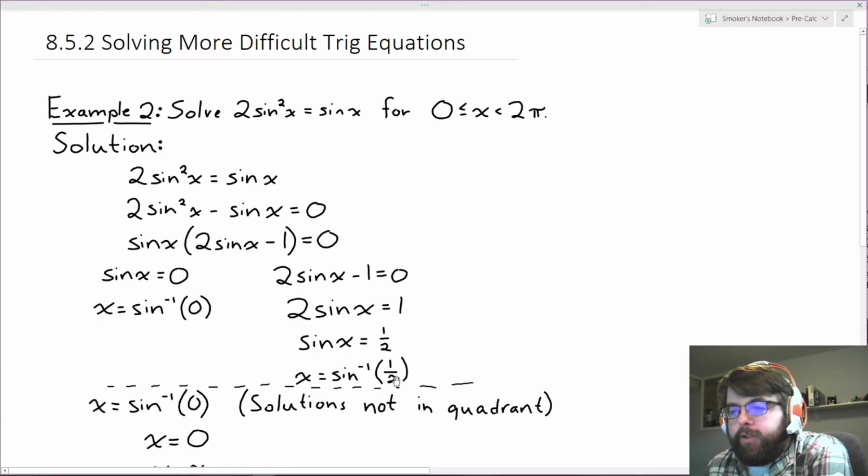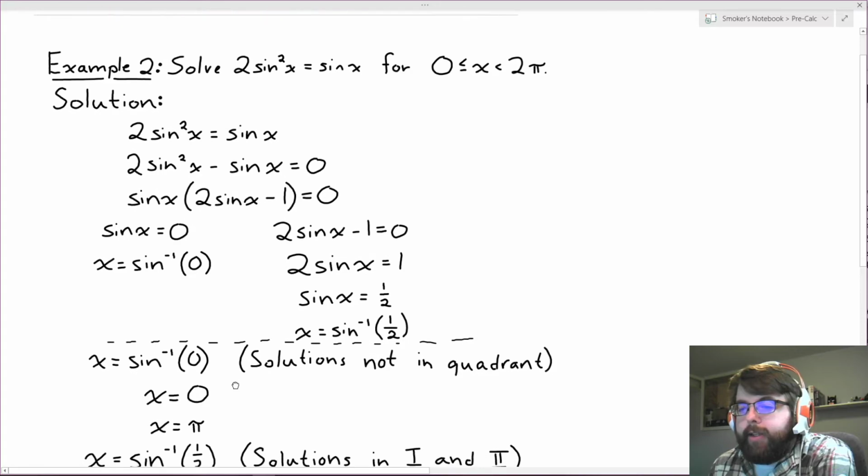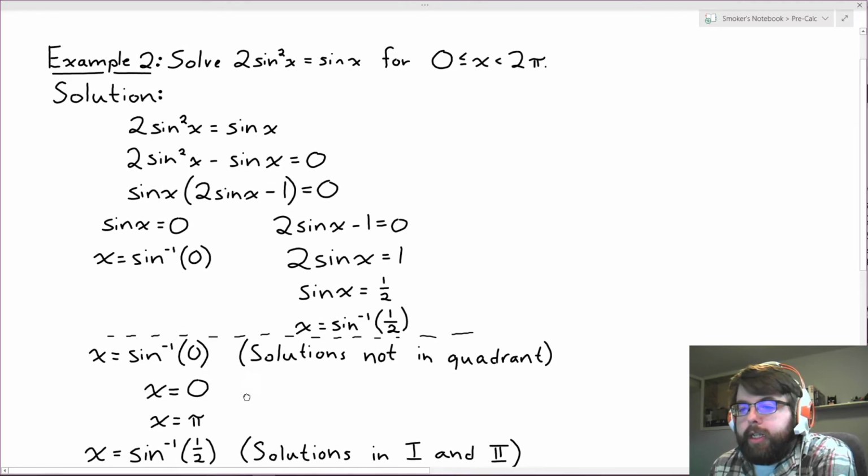One branch is similar to what we just did in the last example, but this branch here, sine inverse of 0, is not similar because it's a solution not in a quadrant. When dealing with radians, quadrants begin and end at 0, pi over 2, pi, 3 pi over 2, and 2 pi. Well, 0 is one of those. 0 is not a solution in a quadrant. But sine of 0 is 0, so you do get a solution.